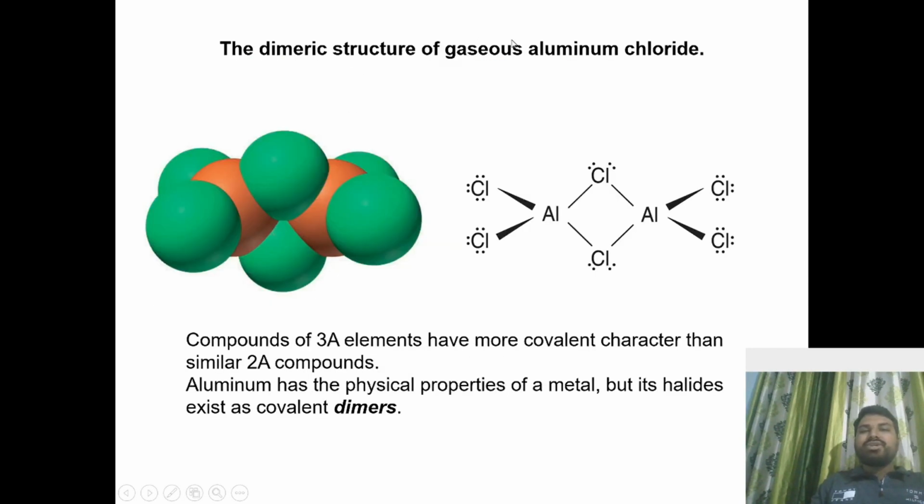This is the dimeric structure of gaseous aluminum chloride. Compounds of group 3A elements have more covalent character than similar 2A compounds. Aluminum has the physical properties of a metal, but its halides exist as covalent dimers.